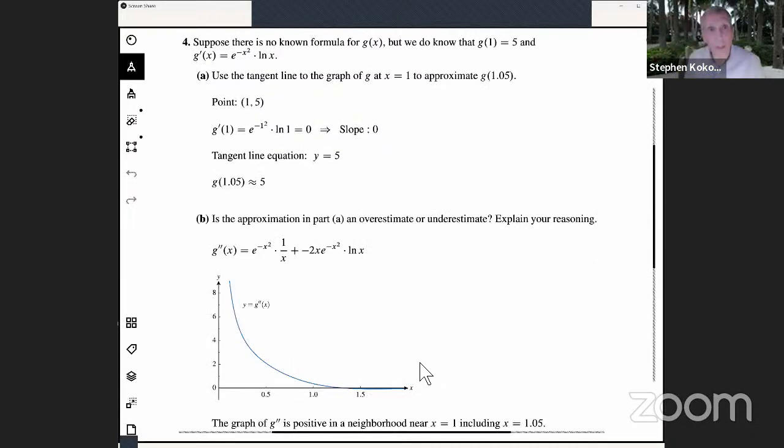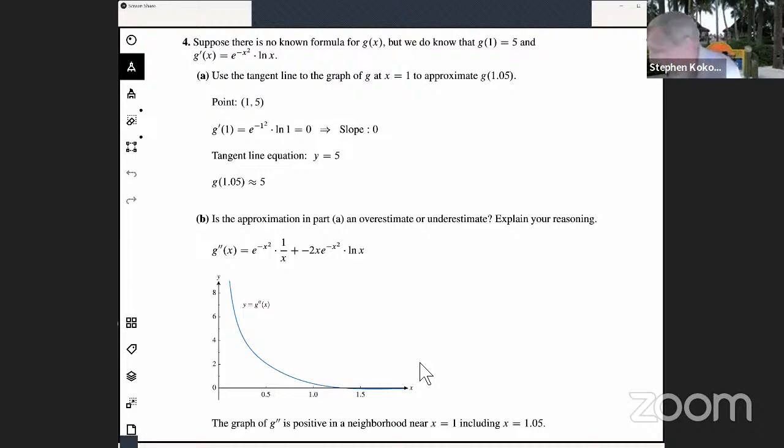All right, here's another one. Suppose there's no known formula for g, but we know that g of 1 is 5. Here's another similar type problem. Use the tangent line to the graph of g at x equals 1 to approximate g of 1.05. Well, again, I know the point right off the bat is (1, 5). We're given that here.